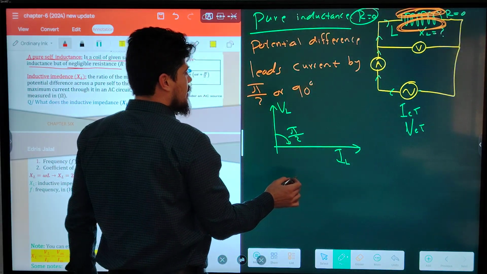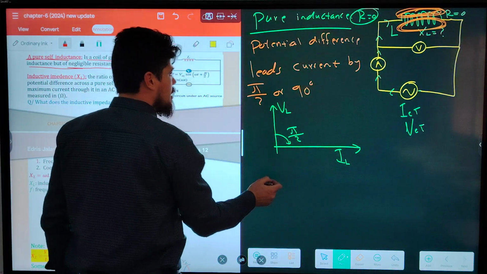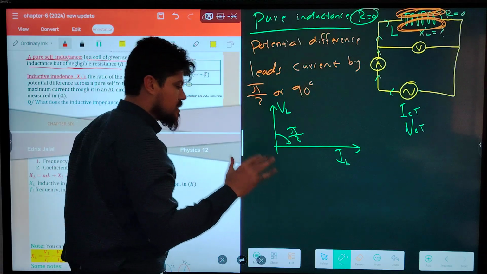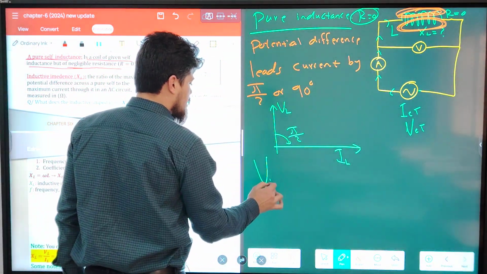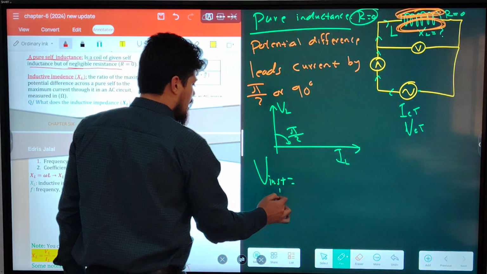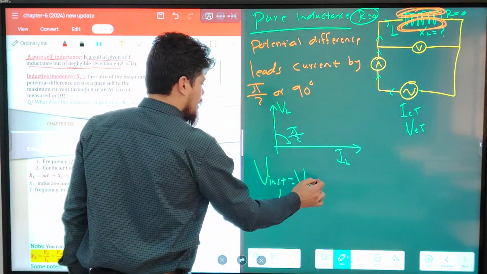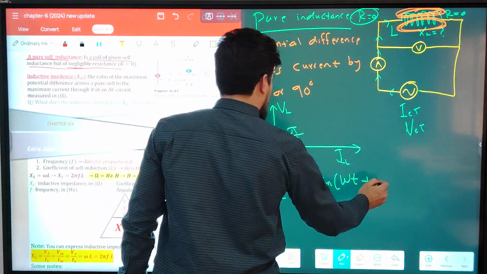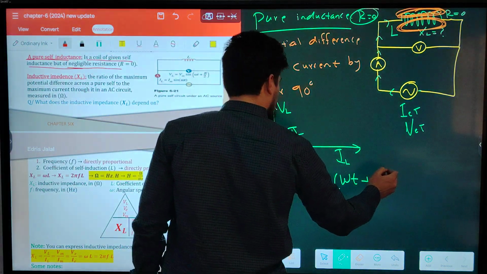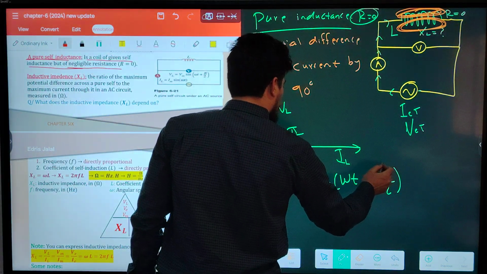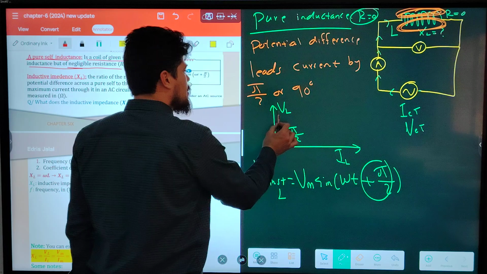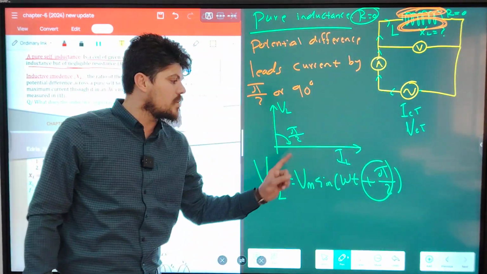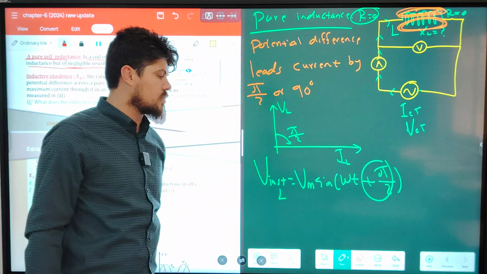But when you say potential difference leads current by phase pi over 2 or 90, the expression of instantaneous potential difference and instantaneous current will be like this. V instant across inductance is equal to Vm sine omega t plus pi over 2. Why? Because the phase difference between V and I is pi over 2. You have to add pi over 2.